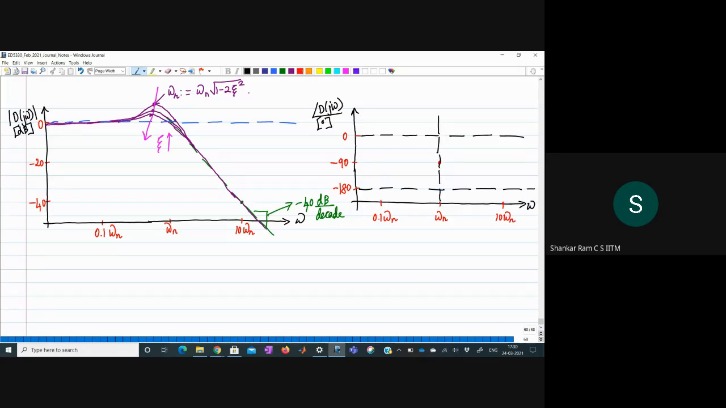Okay, so if we plot the phase plot, we'll have an inflection point here. Okay, and this will go down. Okay, and as zeta increases, we are going to get a family of curves which are going to look like this.